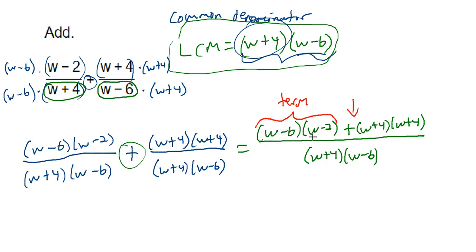So to simplify this, what we need to do is FOIL this and FOIL this, and then combine like terms, and then try to refactor the whole thing altogether.